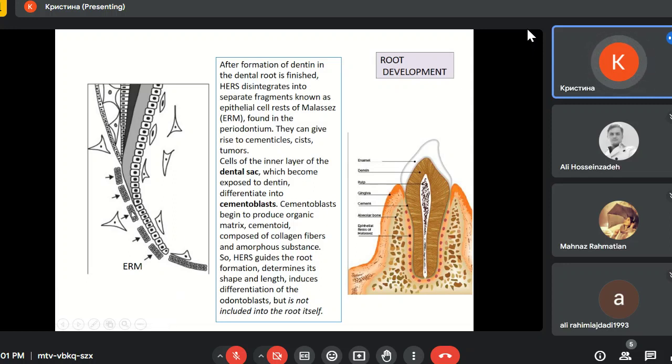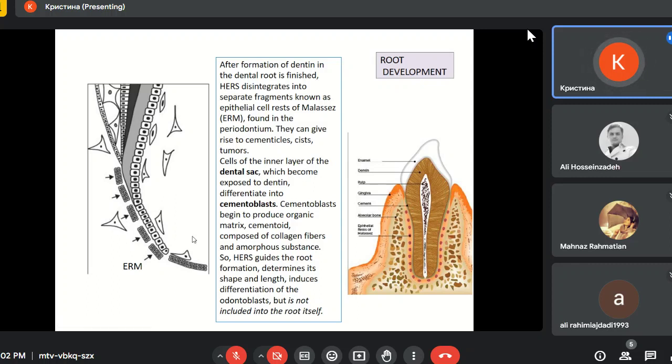But when normally these parts of the HERS disintegrate fully, then in this region outer mesenchyme cells of the dental sac come in contact with the odontoblasts of the root of the tooth, and this makes mesenchyme cells of the dental sac become cementoblasts. And cementoblasts begin to produce organic matrix, cementoid, and form cementum of the root of the tooth.